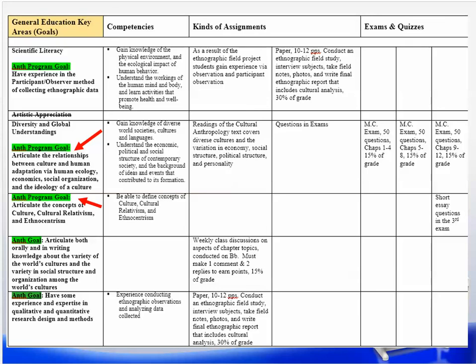And here, in green highlight, are the 5 anthropology major goals, and in this case the 2 that we are measuring here in 101. The second column shows the competencies, and the third and fourth columns show where these goals are taught in terms of where they're covered in the readings and in the exams.